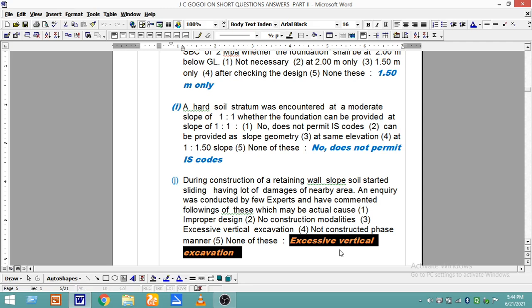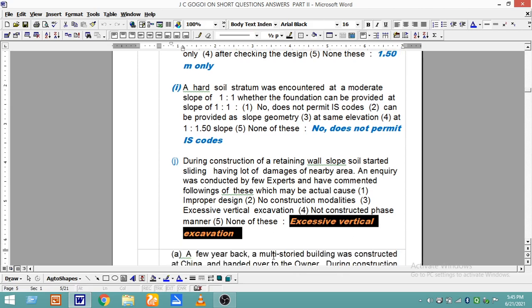When we excavate trenches for foundation soil, if it is a little higher, say up to 1 meter or 2 meter, it does not a problem. But for higher depth, say about 6 meter, then we have to go for slope excavation or benching excavation. So the landslide happened only because of excessive vertical excavation.